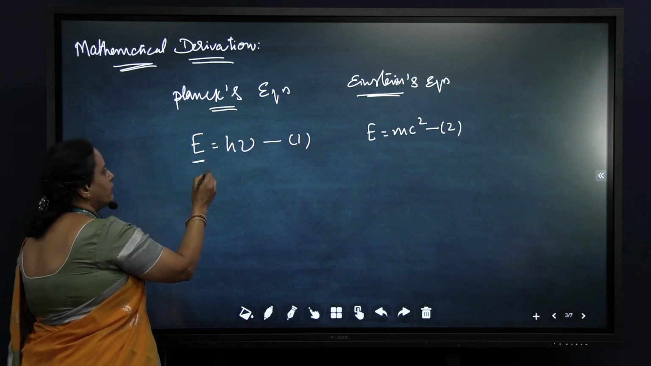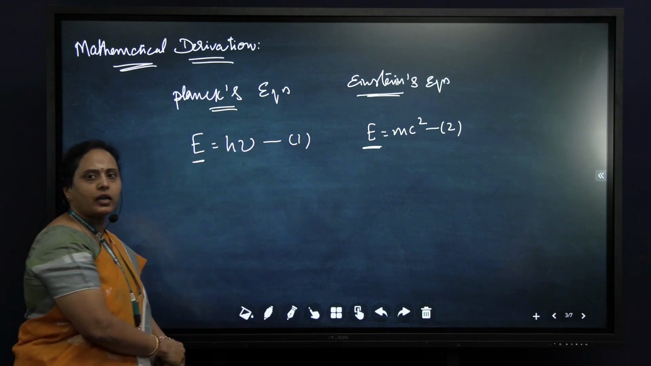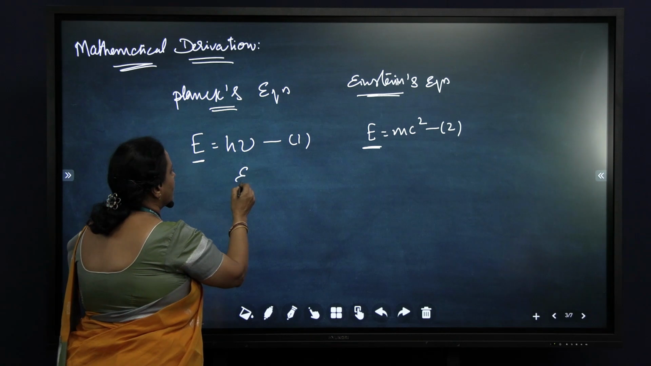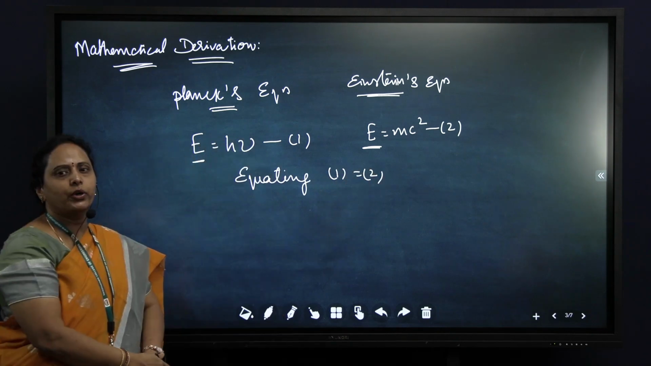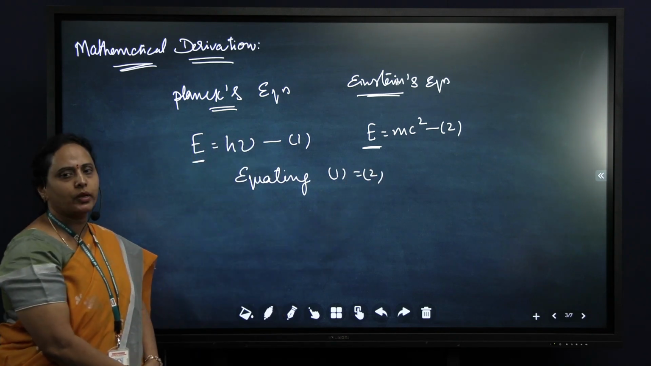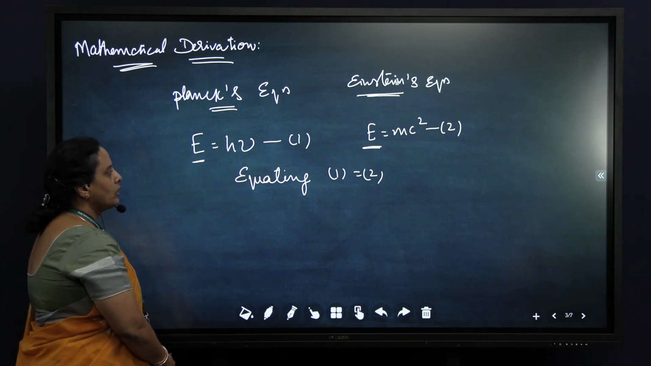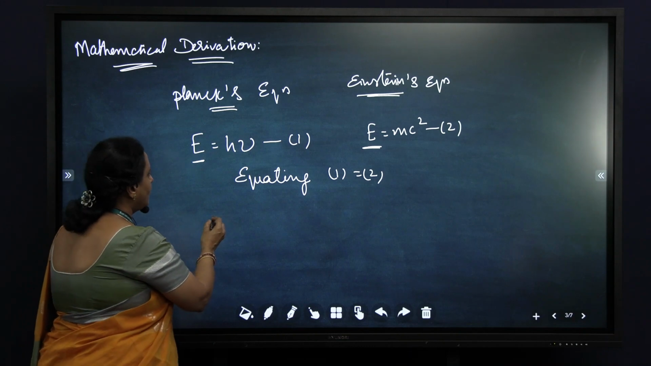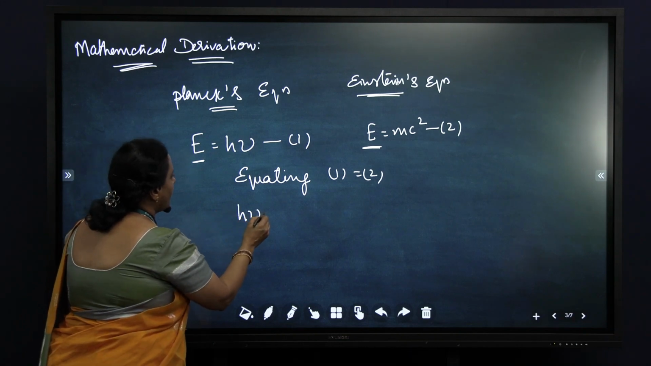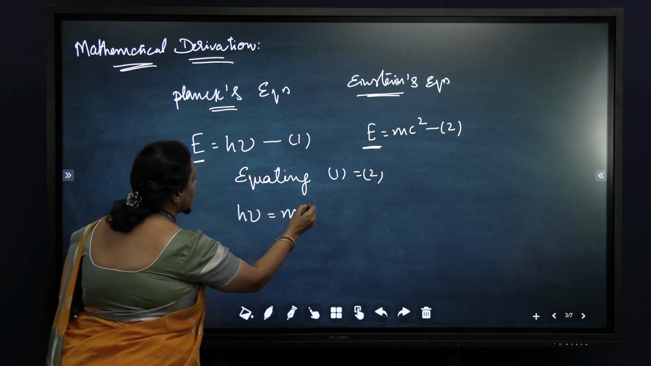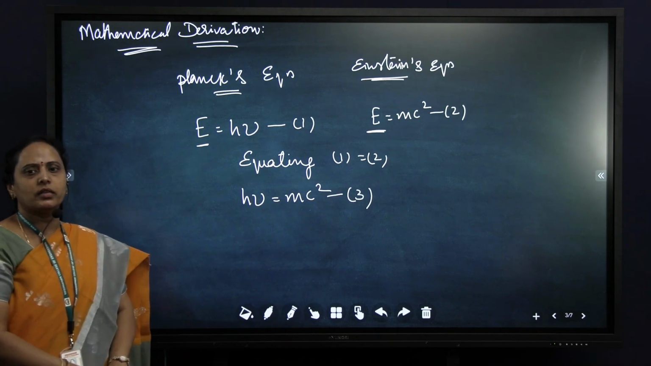Now, as equations 1 and 2 are both energy expressions, I am going to equate equation 1 with 2. So I can equate both the equations. With that equality, it comes out to be h nu equals mc square. Make it equation number 3.